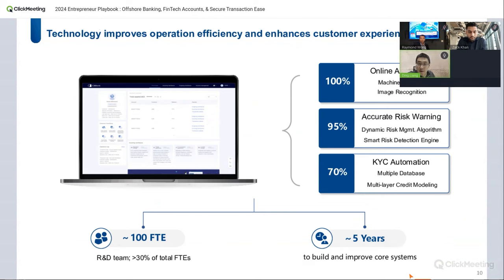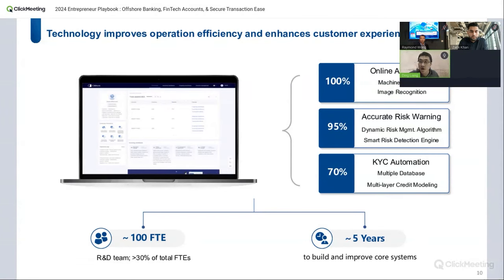So let's see the third one. The third one is technology. Technology is how newly established banks like us compete with legacy players like HSBC and many others. Technology allows us to streamline all our internal and external processes and automate them, which firstly makes all the processes very fast.